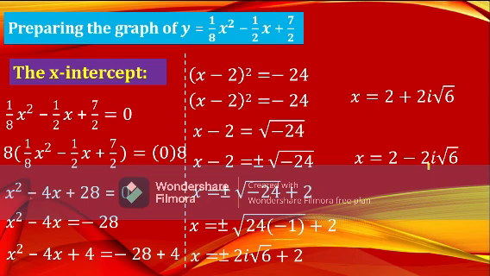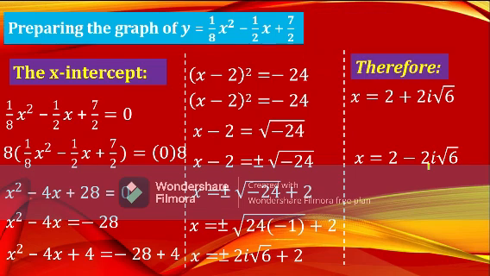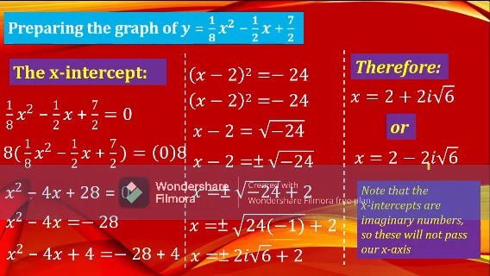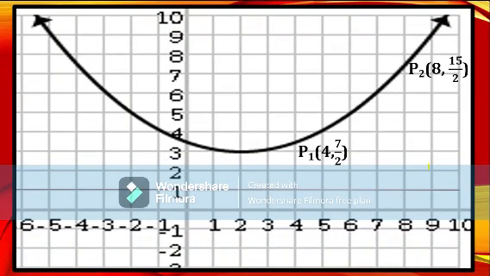Okay, I hope that everything is clear so far. So you can have that one. Note that the x-intercepts are imaginary numbers, so this will not pass our x-axis. Once it's imaginary, it will not pass or intersect our x-axis. So this is what is going to happen. So this is now the graph.